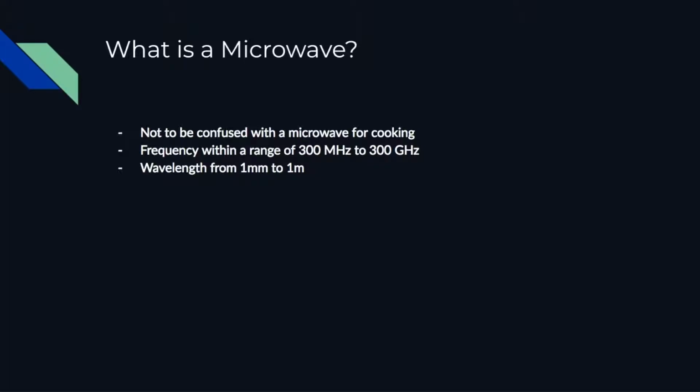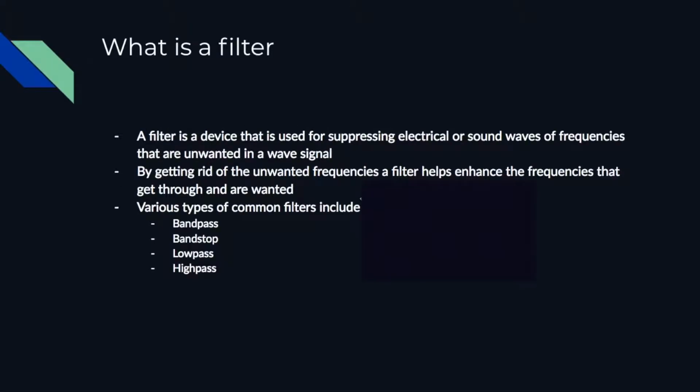Not to be confused with convection ovens, microwaves are a form of electromagnetic radiation. The term microwave refers to the size of the wavelength in comparison to other wavelengths, rather than the wavelengths being in the micro range. Microwaves have the second largest wavelength in comparison, with only radio waves having bigger. Microwaves operate in the frequency range of 300 MHz to 300 GHz, and their wavelengths range from 1 millimeter to 1 meter.